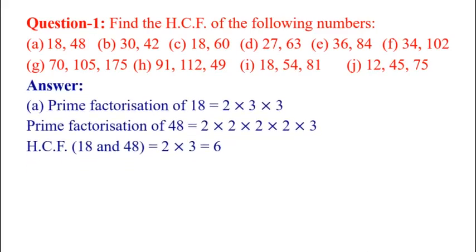So first we have to find the SCF of 18 and 48. So prime factorization of 18 is 2 into 3 into 3. And prime factorization of 48 is 2 into 2 into 2 into 2 into 3. So SCF of 18 and 48, that is the highest common factor that exists, is equal to 2 into 3 or 6.